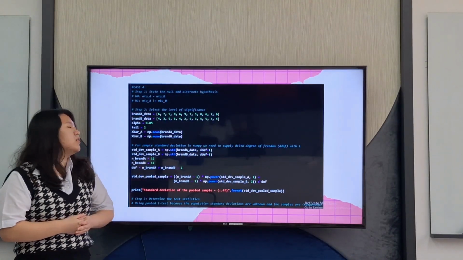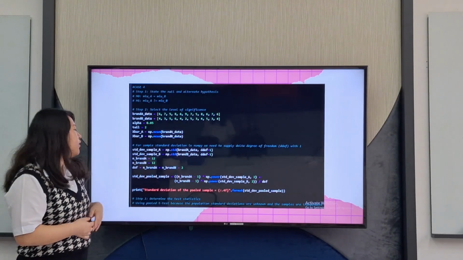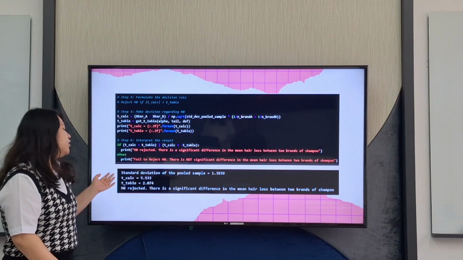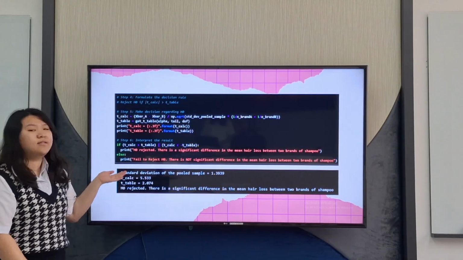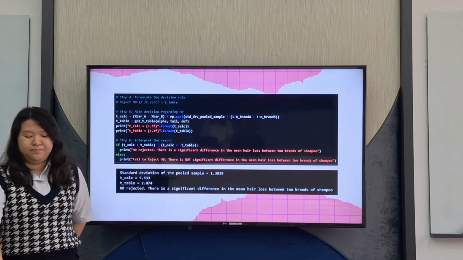Next, this is the solution that we calculate using Python. Here is the code, and this is the result that we got from Python. It is the same as the result we got from calculating it manually.